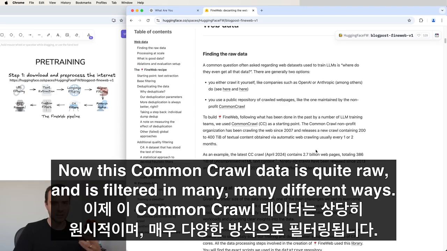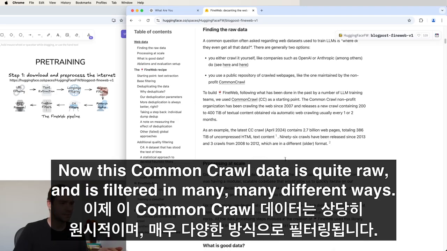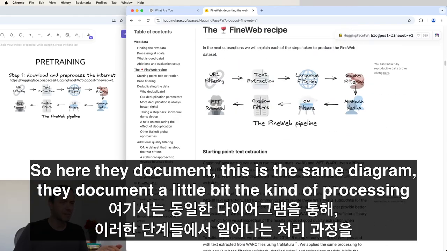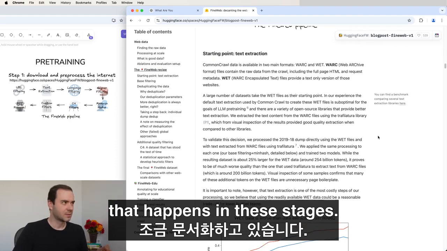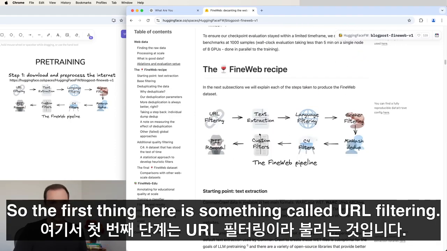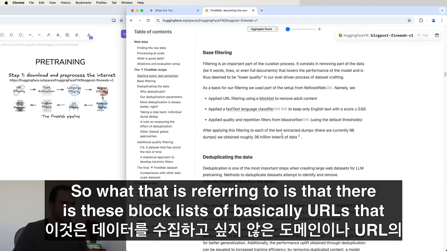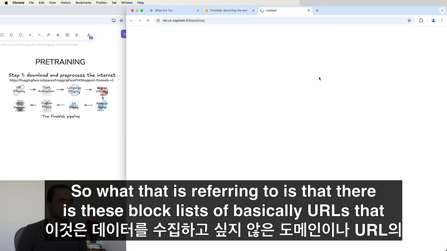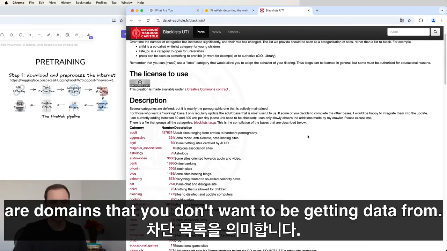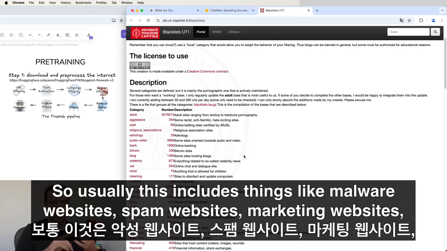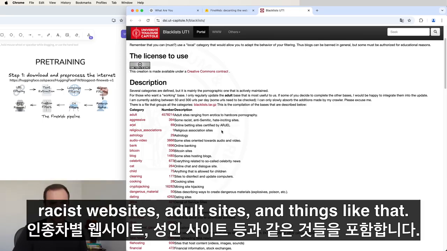Now, this Common Crawl data is quite raw and is filtered in many, many different ways. Here they document, this is the same diagram, a little bit the kind of processing that happens in these stages. The first thing here is something called URL filtering. What that is referring to is that there are these block lists of basically URLs or domains that you don't want to be getting data from. Usually this includes things like malware websites, spam websites, marketing websites, racist websites, adult sites, and things like that.